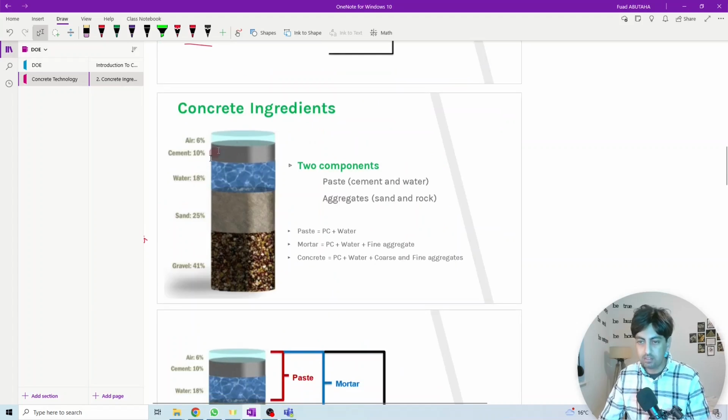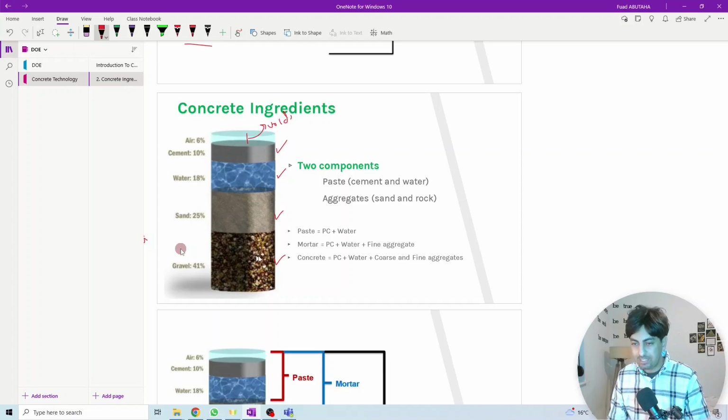The same here. This one shows the concrete ingredients, the percentage or the volume of ingredients in the mixtures. This is gravel, coarse aggregate. This is sand or fine aggregate. This is water, and this is cement. And we might also have voids in the mixtures. You can see here that the majority of the concrete mixtures are sand and gravel, which is aggregate. This is fine aggregate, and this is coarse aggregate. So you can see that the aggregate has the highest volume in the mixtures.